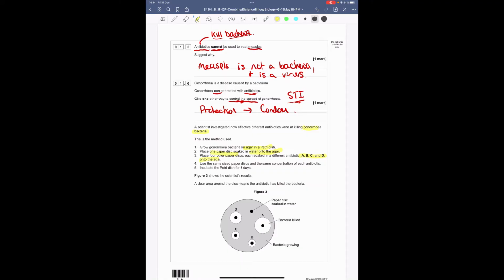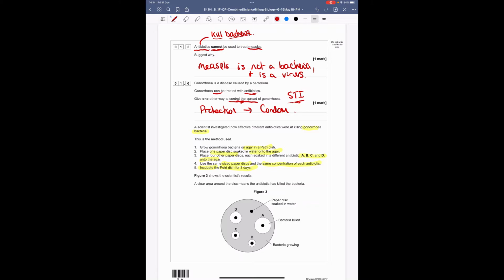They used the same size paper discs and the same concentration of each antibiotic, and they incubated the petri dish for 3 days. So figure 3 shows the scientist's results. A clear area around the disc means the antibiotic has killed the bacteria.